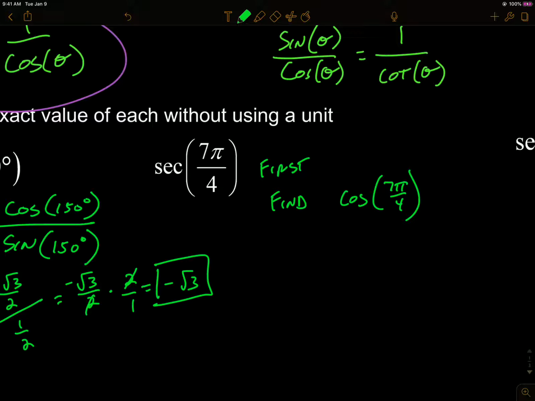I think this is the fastest way to do it for secant and cosecant. Tangent and cotangent, I think drawing the circle out and calling it sine over cosine or cosine over sine is better. But for this one, I'm going to find the value of cosine of my angle and then flip the answer afterwards.